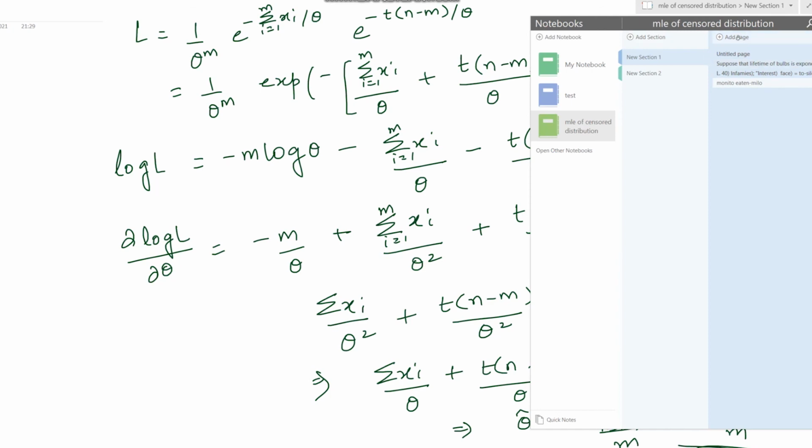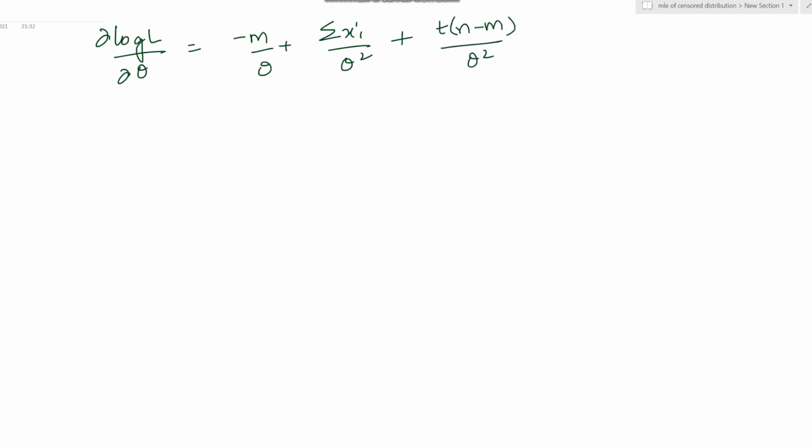Let's also calculate the second derivative with respect to theta. So our del log L by del theta is equal to minus m by theta plus summation of xi by theta square plus t into n minus m by theta square. So the second derivative, del square log L by del theta square, is equal to m by theta square minus 2 summation of xi by theta cube minus t into n minus m into 2 upon theta cube.